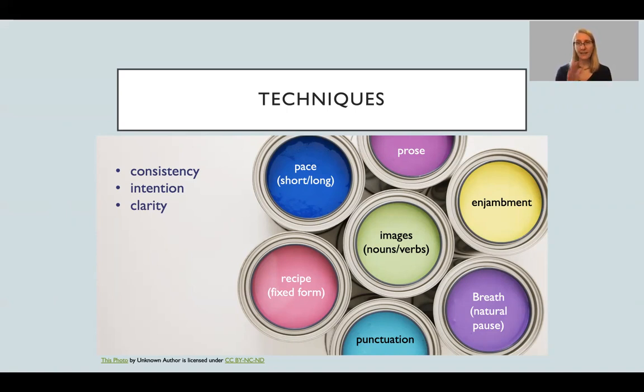Enjambment, breaking things in the middle, can be a way to intentionally highlight things. It might create a slower pace or a longer one. You might intentionally make some breaks to confuse readers and make them a little frustrated, just like your speaker might be frustrated in those moments.